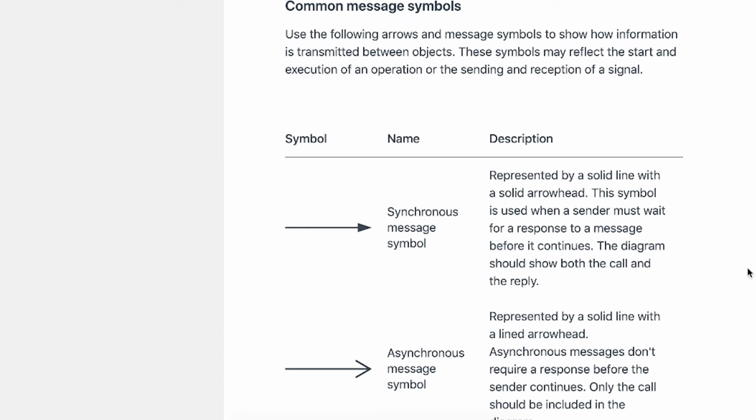Next, we'll talk about how we express data sent from one object to another object. We call that messaging. So data sent between two objects is a message. So one object calls another object and sends a message. And in sequence diagrams, we express messages as arrows.